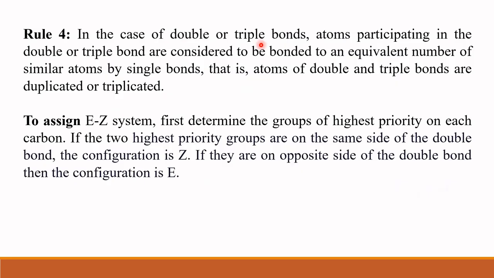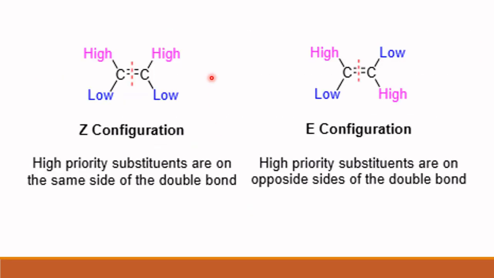Rule 4: In case of double or triple bonds, atoms participating in the double or triple bond are considered to be bonded to an equivalent number of similar atoms by single bonds, that is, atoms of double and triple bonds are duplicated or triplicated. Then, to assign the E/Z system, first determine the groups of highest priority on each carbon. If the two highest priority groups are on the same side of the double bond, then the configuration is Z. If they are on opposite sides of the double bond, then the configuration is E.